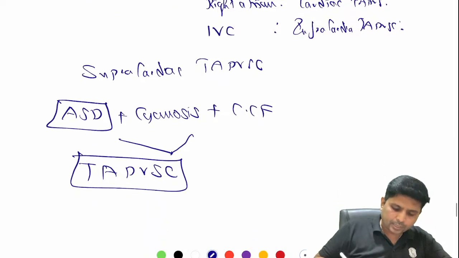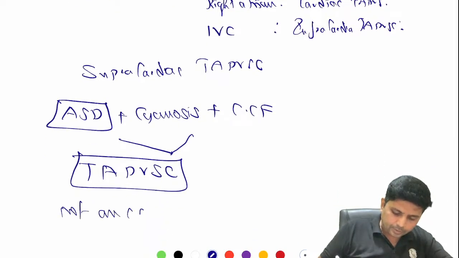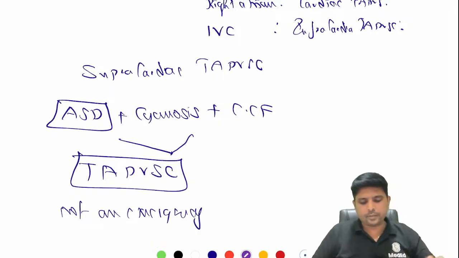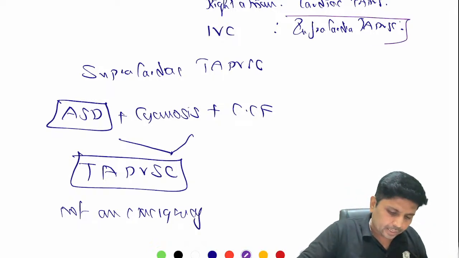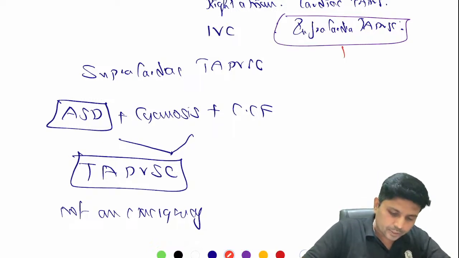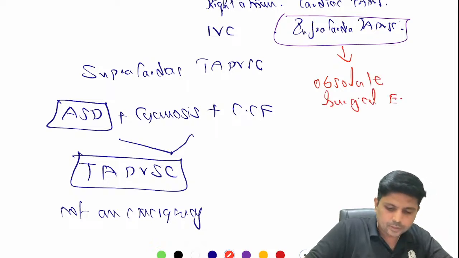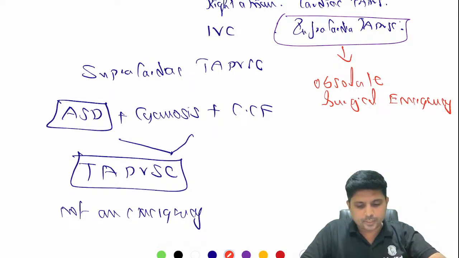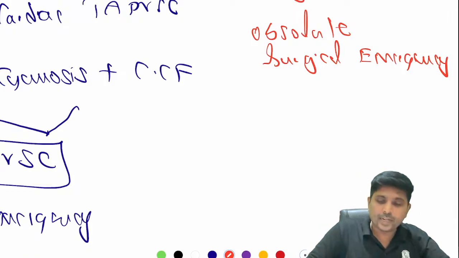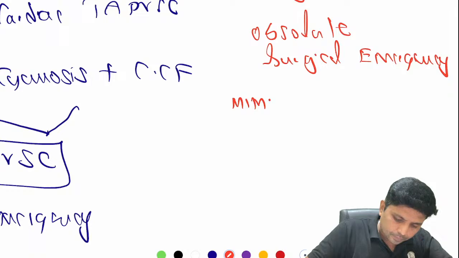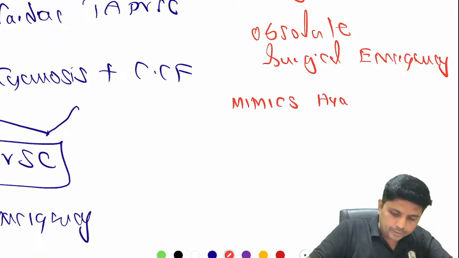So this is not an emergency, but this infracardiac TAPVC is an absolute surgical emergency. Why is it an absolute surgical emergency? The answer is very, very simple. Because it mimics hyaline membrane disease.